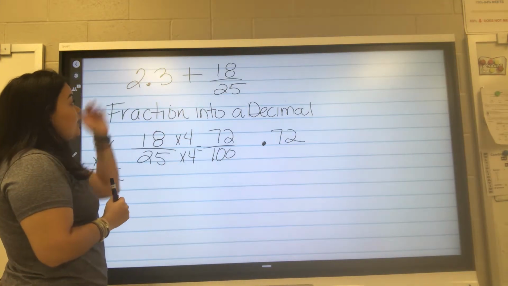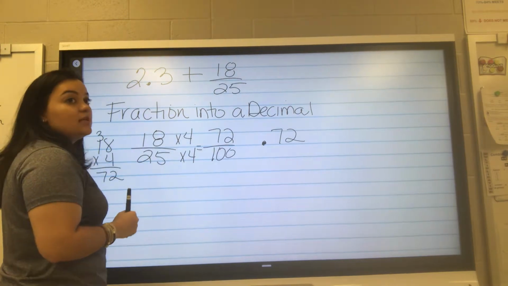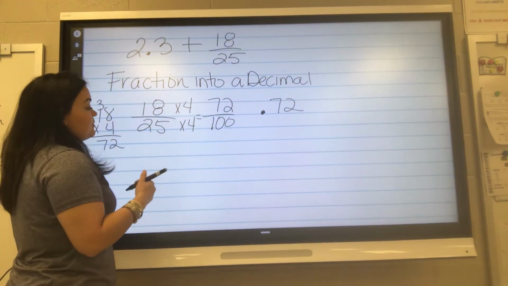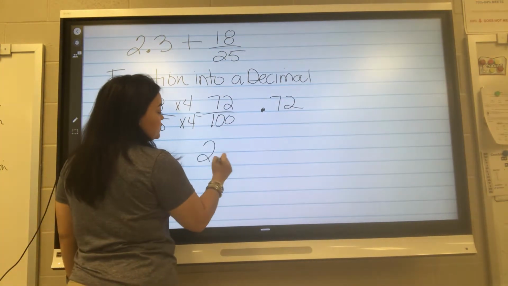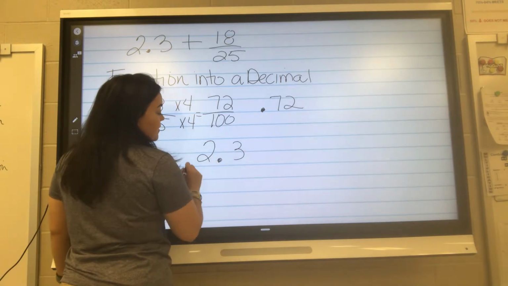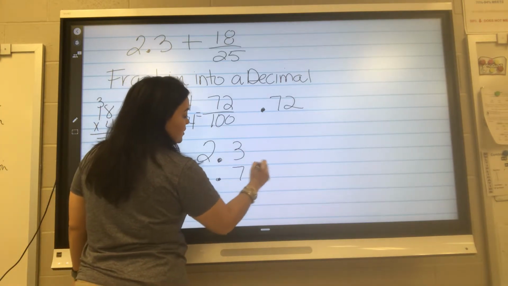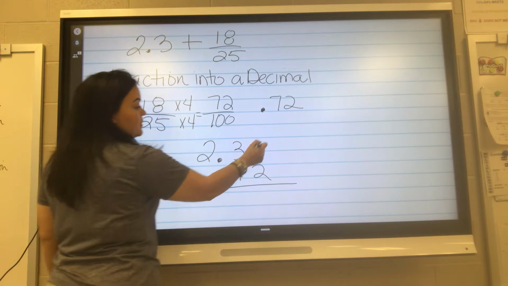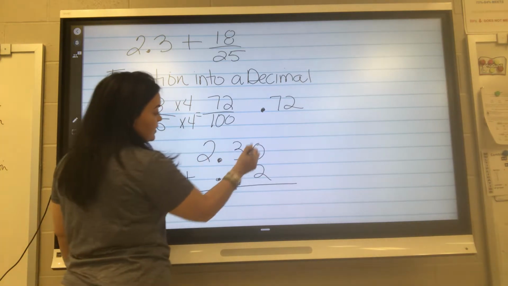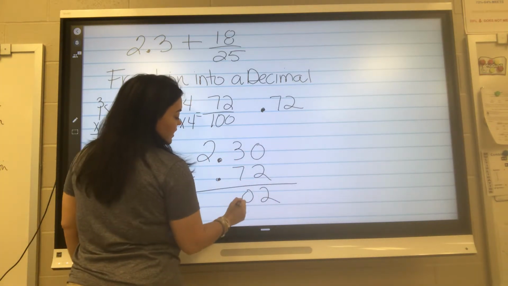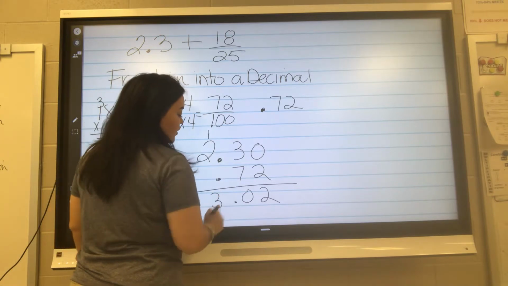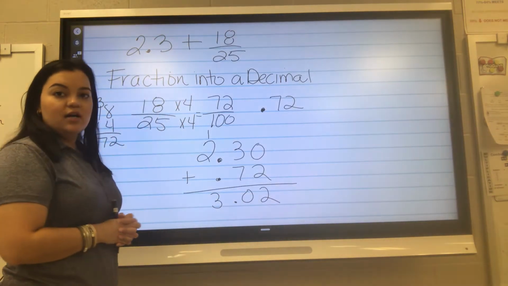We're going to go ahead and now add the actual decimal that was there in the beginning of our math sentence. So it's 2 3/10 plus 72 hundredths. We know that we must annex a 0 here. So as we add, we get 3 2/100.